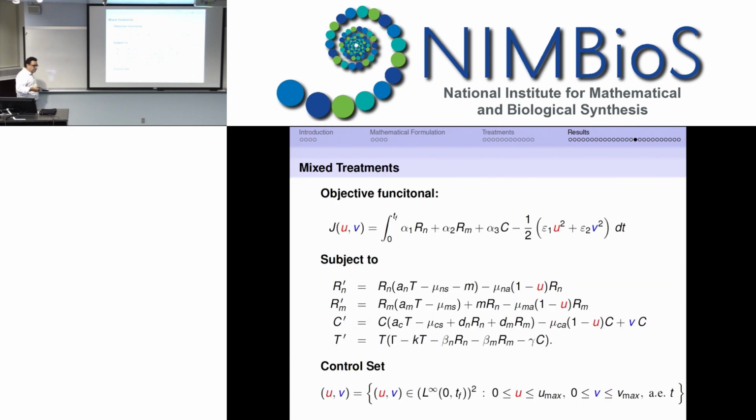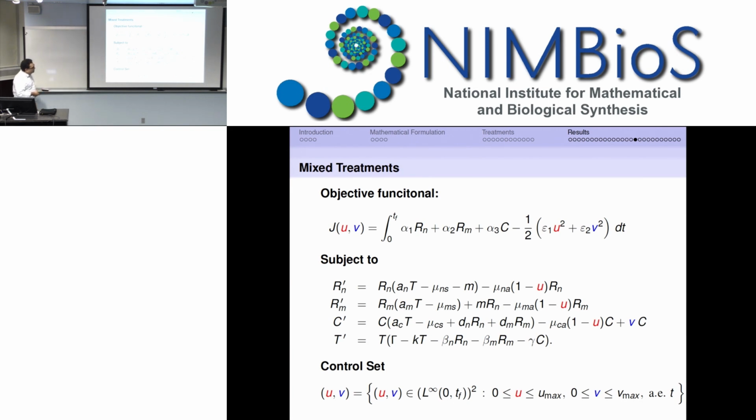So when I came here, I wanted to look at mixed treatments. So we developed the following optimal control problem. This is our objective functional, and we are going to be maximizing all the photoreceptors, but this time we're going to be minimizing two different treatments, which are represented by the sum of those two square functions.